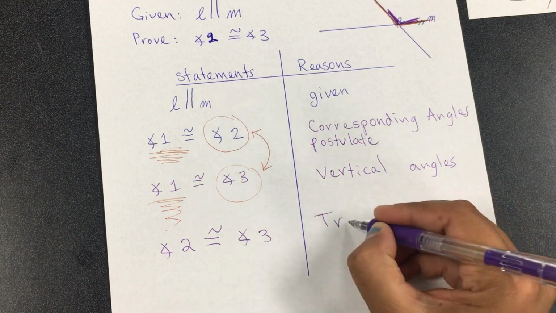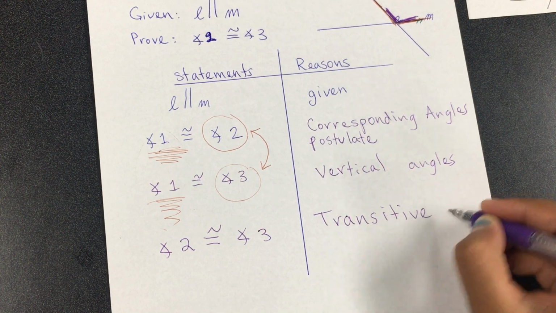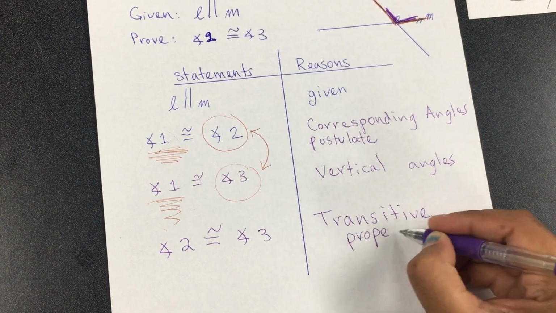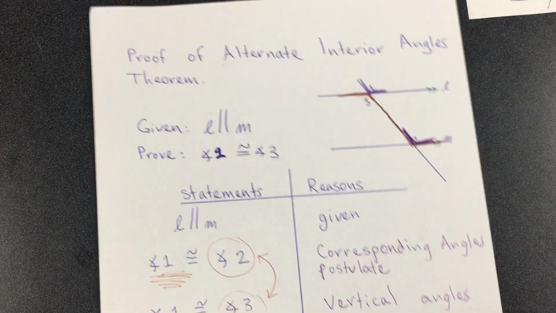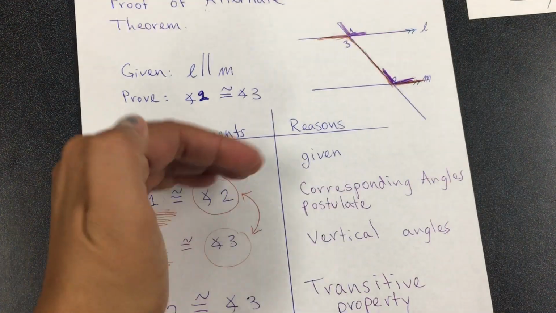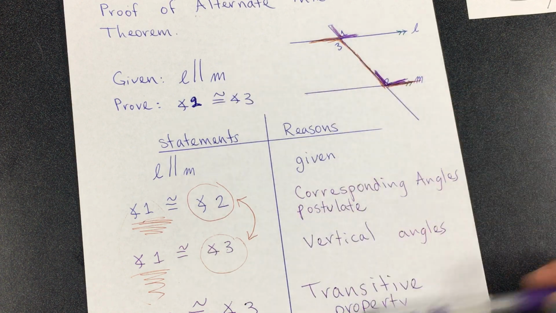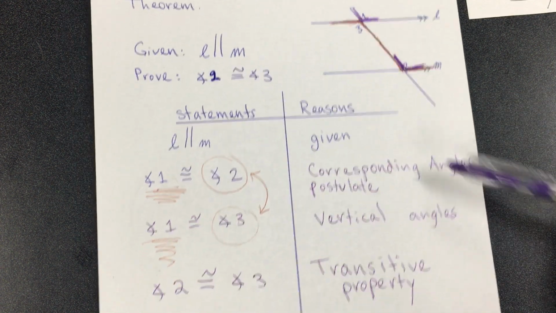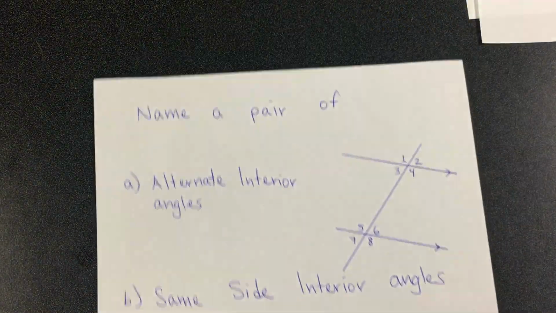And that's by the transitive property. So that's the theorem, that's the proof of alternate interior angles. That's how you prove a theorem. It's a set of proofs, and you have the statements and reasons. By the way, this is called the column explanation of the theorem, or a column proof. Okay? Okay, so now that we have that, let's apply it.